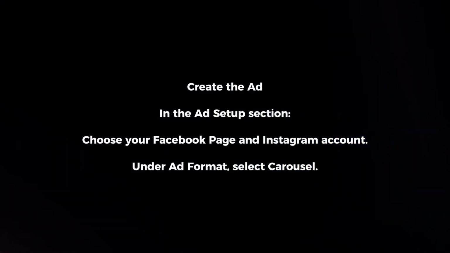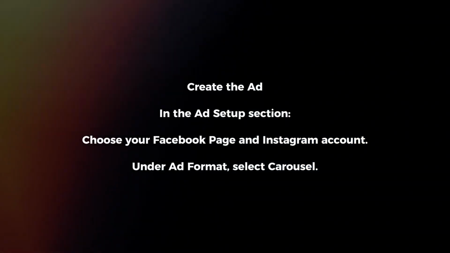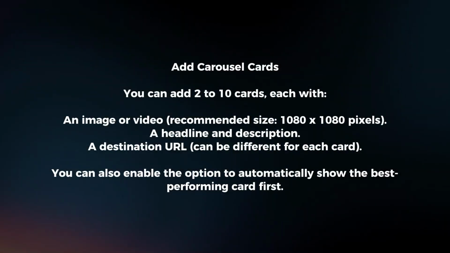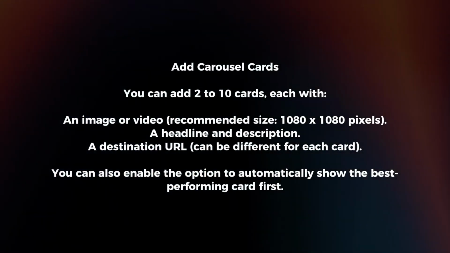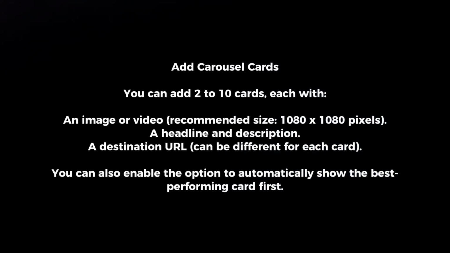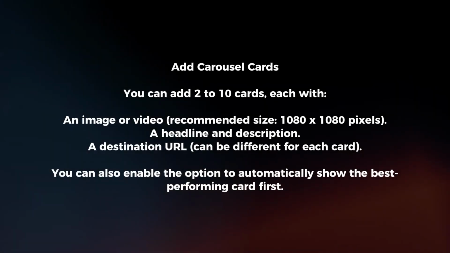Create the ad. In the ad setup section, choose your Facebook page and Instagram account. Under ad format, select carousel. Add carousel cards. You can add 2 to 10 cards, each with an image or video, a headline and description, a destination URL. You can also enable the option to automatically show the best performing card first.